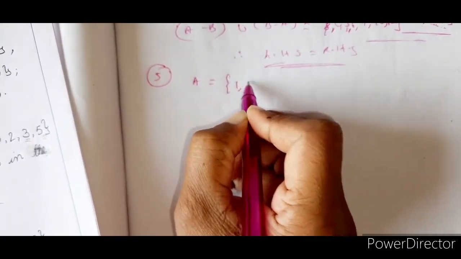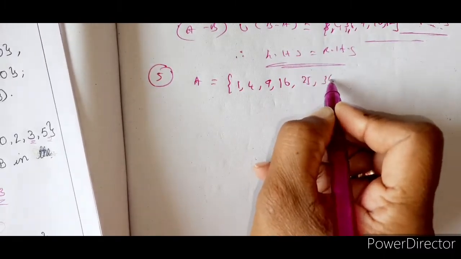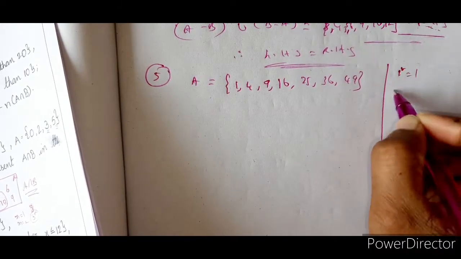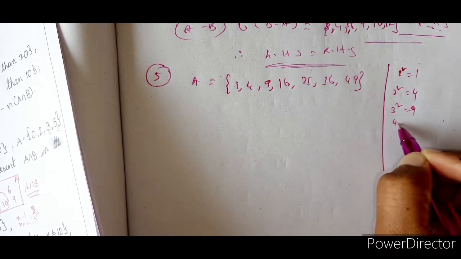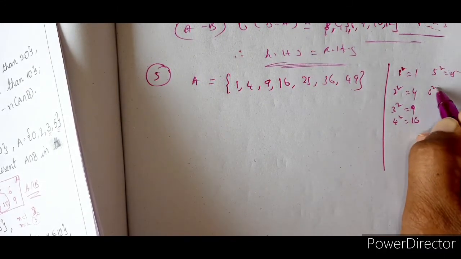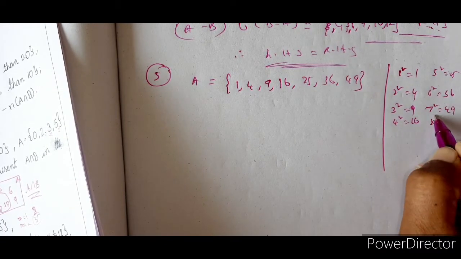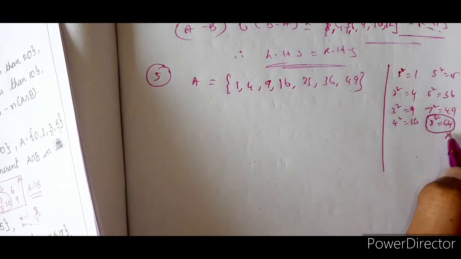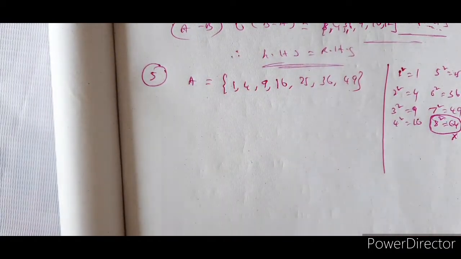So we got A to be equal to 1, 4, 9, 16, 25, 36, 49. Those who can't write it, just remember that 1 square is 1, 2 square is 4, 3 square is 9, 4 square is equal to 16, 5 square is equal to 25, 6 square is equal to 36, 7 square is equal to 49. 8 square is equal to 64 is not there. Why? Because the less than 50 condition is there. The element should be less than 50.